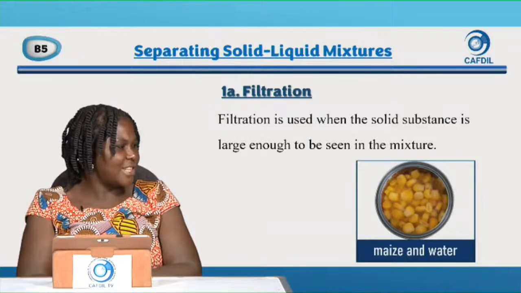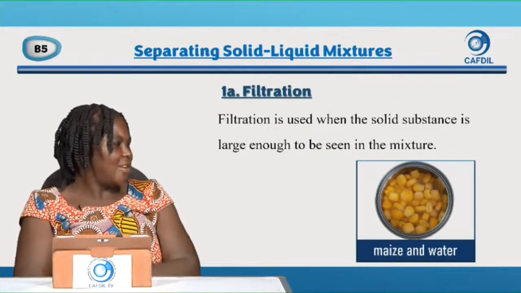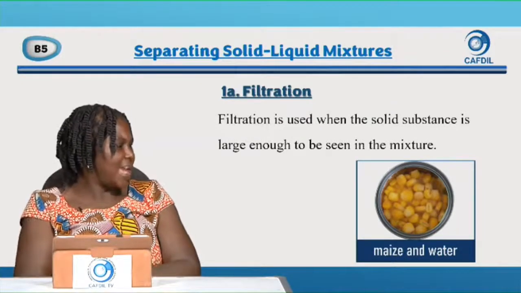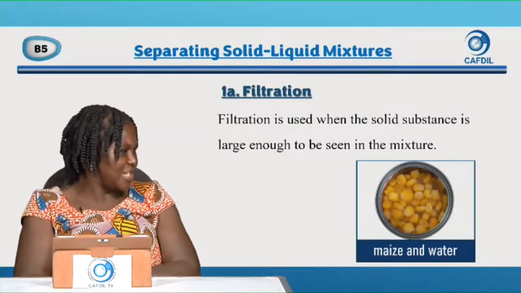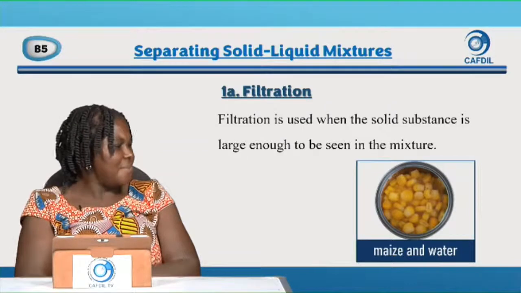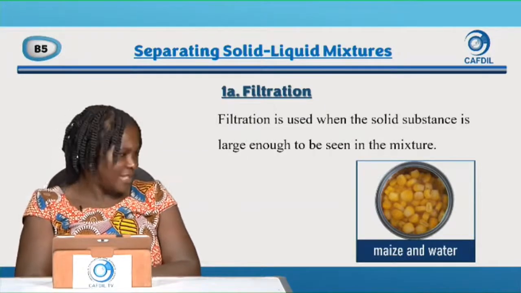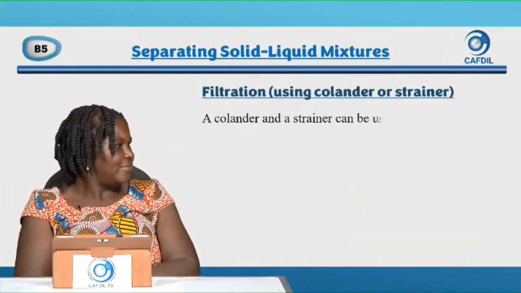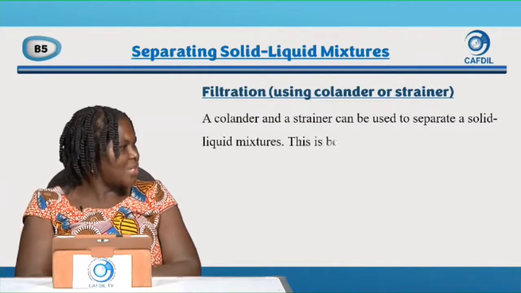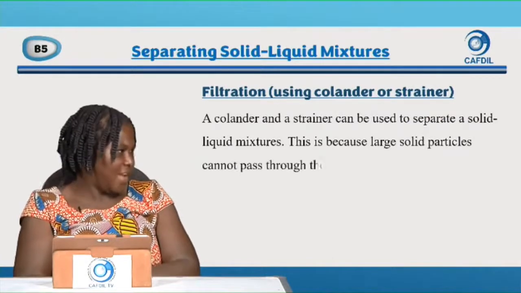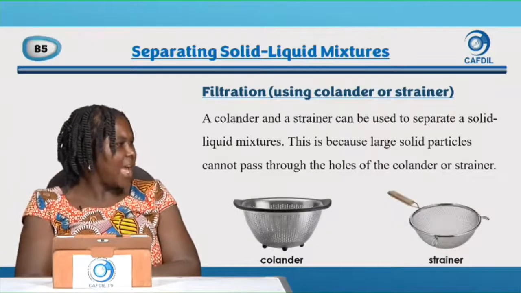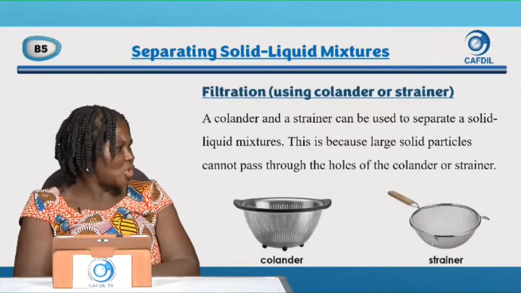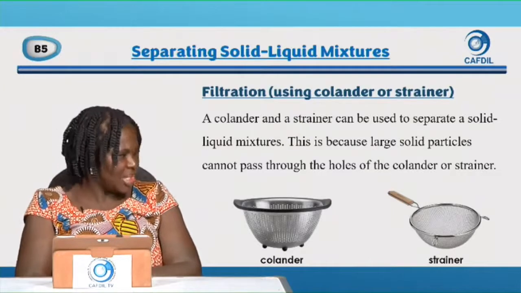So as we can see on our screen, we have maize and water. We can use the method of filtration to separate the maize and the water. So, filtration using a colander or strainer. A colander and a strainer can be used to separate solid-liquid mixtures.